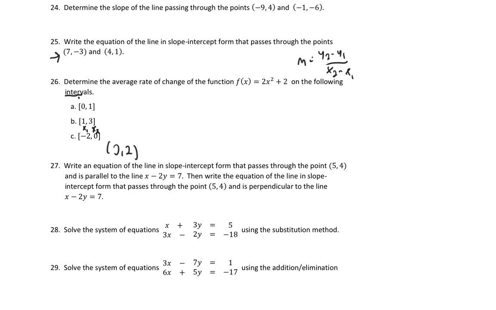So, if I plug in -2 into that function, -2 squared is positive 4. So this is 2 times 4 plus 2, which is 8 plus 2, which is 10. So we have the coordinates 0, 2 and -2, 10.